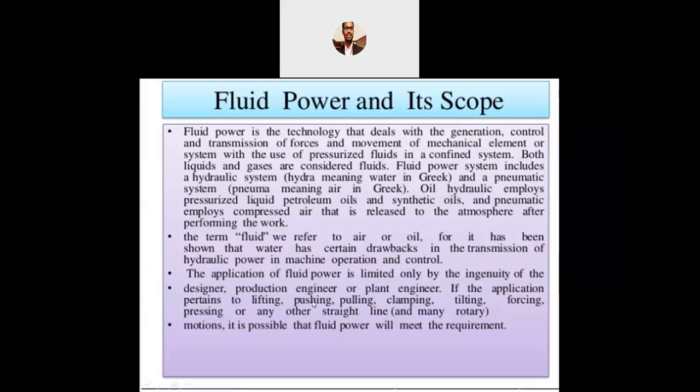The application of fluid power is limited only by the ingenuity of the designer, production engineer, or plant engineer. That means the application of fluid power is limited only by the requirement. Whatever we design, based on that it will be utilized.